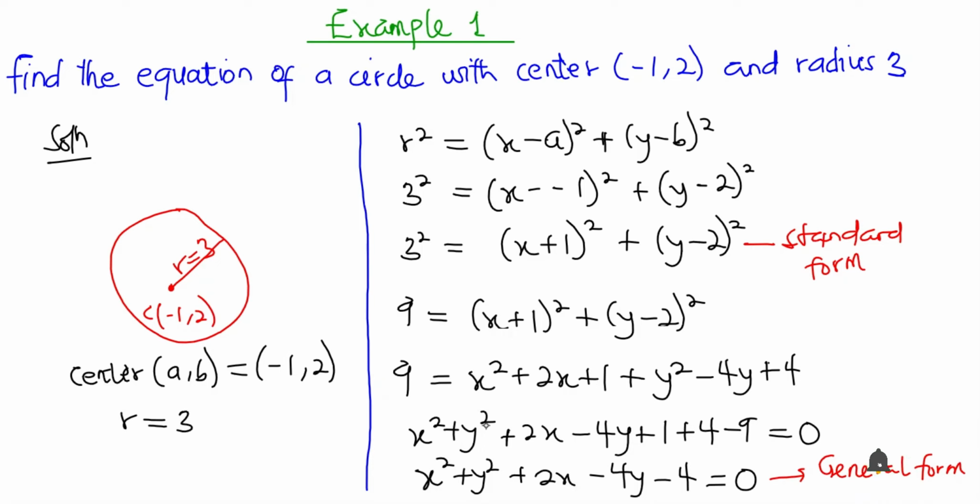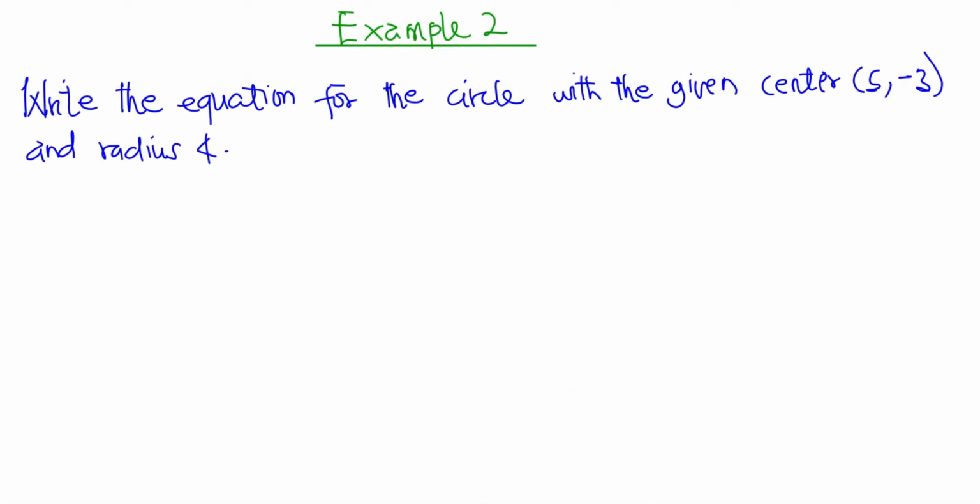Now having understood this example, let's move to the next example so that we can gain more understanding and insights. That is example 2, and example 2 says: write the equation for the circle with the given center (5, -3) and radius 4.